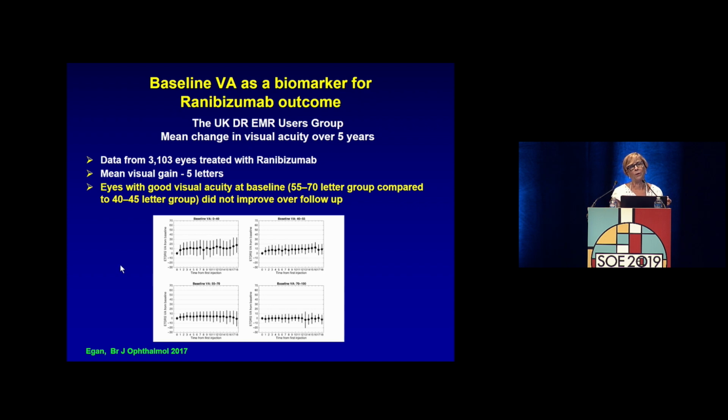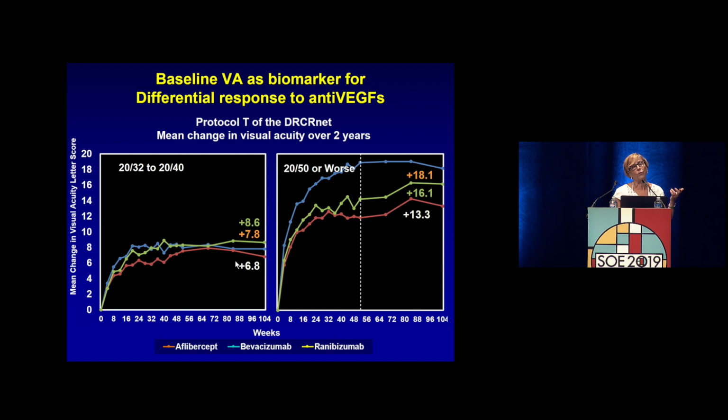This is data from the UK electronic medical record data, which shows that if the visual acuity was good, then there isn't any improvement in visual acuity in the next stages. It's because of the ceiling effect, but still it is a biomarker. And of course, it was repeated in protocol T, when you had a good visual acuity, you responded nicely to all drugs. When you had the worst visual acuity, aflibercept was better than both drugs after year 1 and better than bevacizumab at year 2.